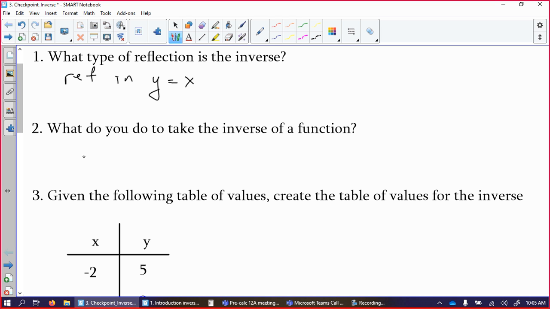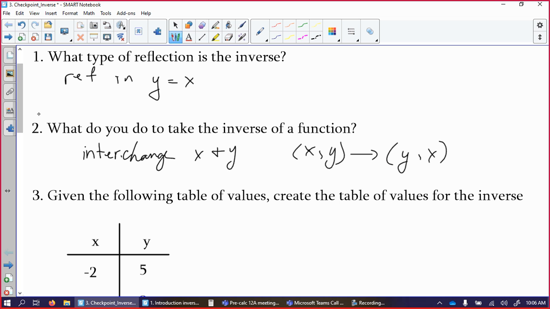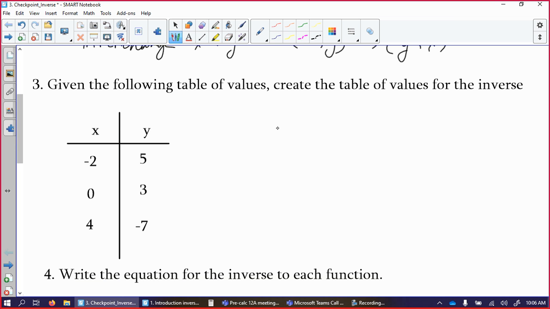What do you do to take the inverse of a function? Interchange or switch X and Y. If we talk about it in terms of a mapping rule, X and Y goes to Y and X. So for the following tables, create a table for the inverse. Negative 2 and 5 becomes 5 and negative 2. 0 and 3 becomes 3 and 0. 4 and negative 7 becomes negative 7 and 4.